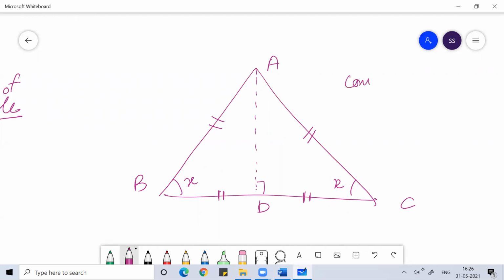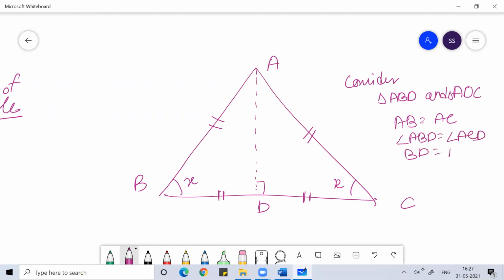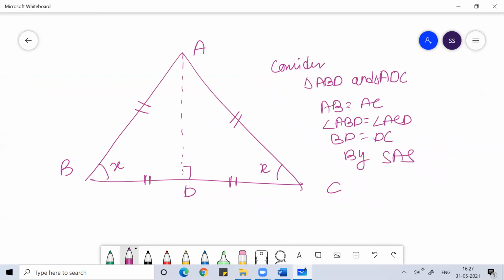So consider triangles ABD and ADC. In those triangles, AB is equal to AC, and angle ABD is equal to angle ACD, BD is equal to DC. So by SAS congruency, you know congruency, right?